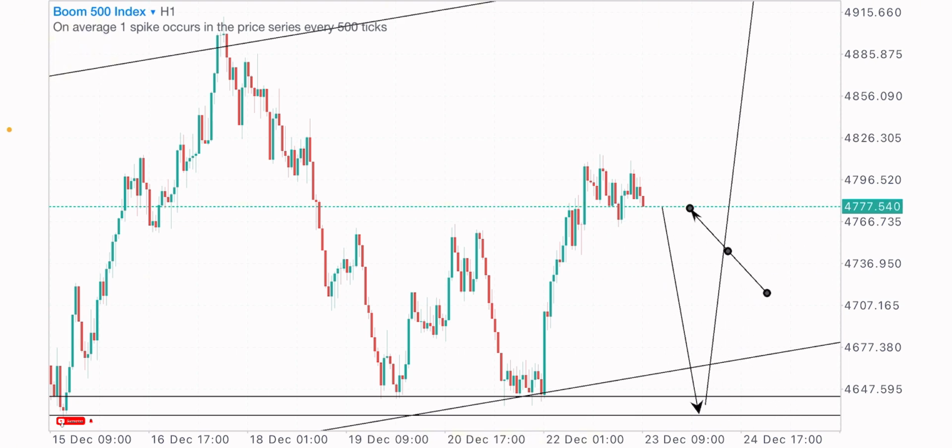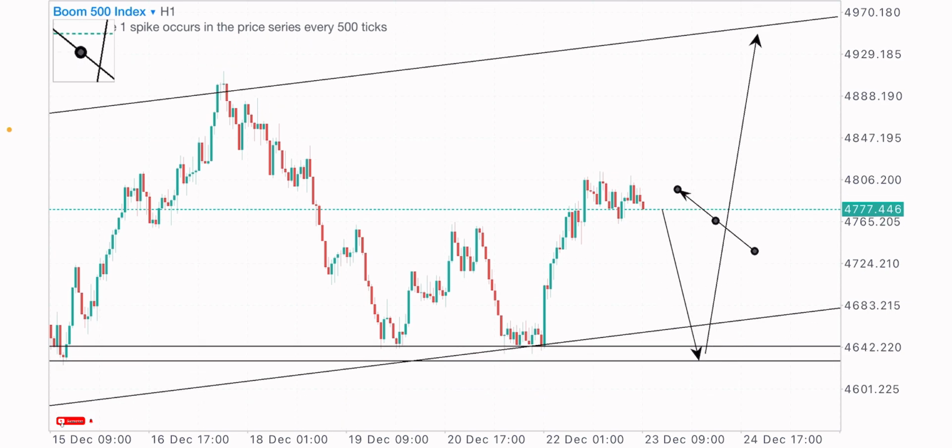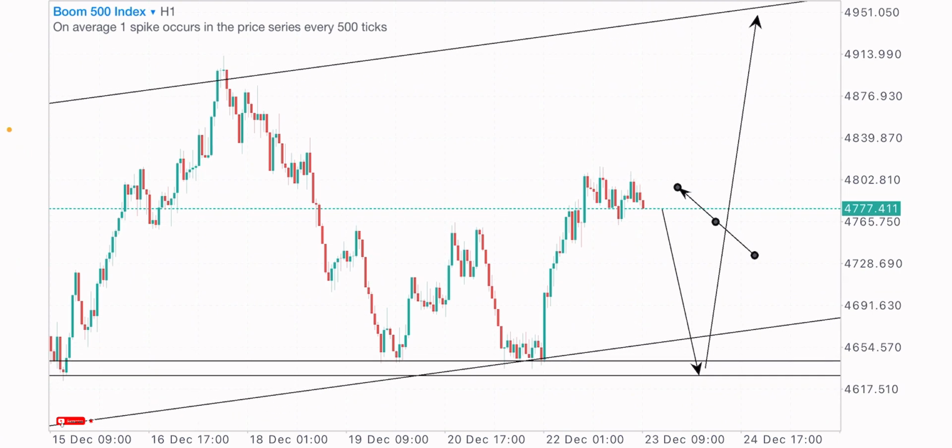Let's make sure we don't break our trading rules just to say we took a trade. We don't force trades and all of that. Let's stay patient and wait for the right setups. Right, so that's it, guys. That's my view and market analysis on Boom 500 index price action basically, and I'll give you guys an update on how this trade played out, if I take this trade, in the next video.